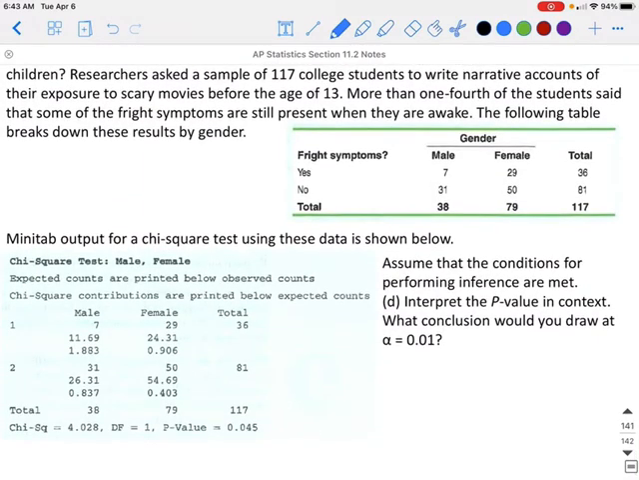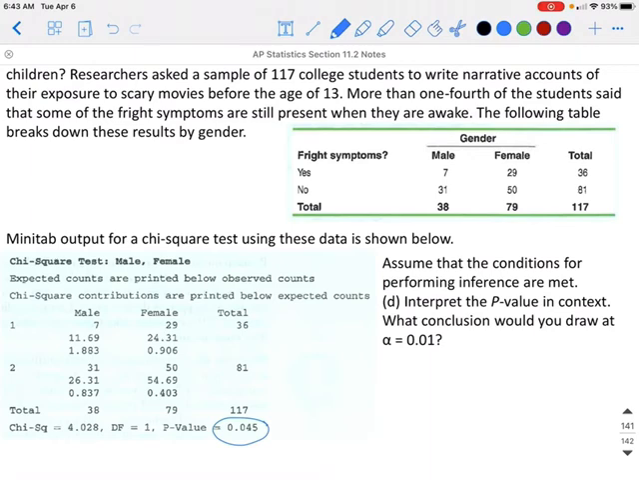Interpret the p-value in context. What conclusion would you draw at the alpha equals 0.01 level? So we have a p-value of 0.045. If gender and ongoing fright symptoms really are independent in the population of interest, the probability of obtaining a random sample of 117 students that gives a chi-square statistic of 4.028 or higher is 0.045, or about 4.5%.